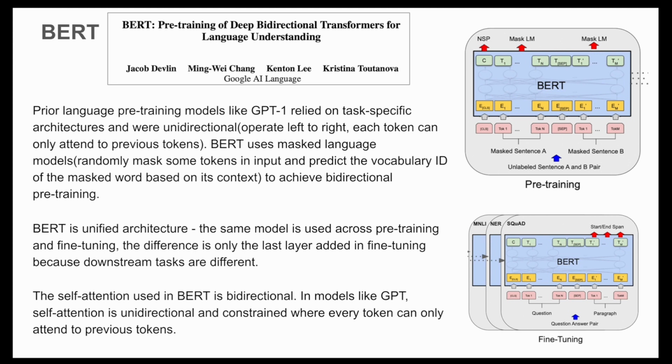And BERT uses the encoder. In this encoder, every token can attend to all other tokens. There's no constraint.